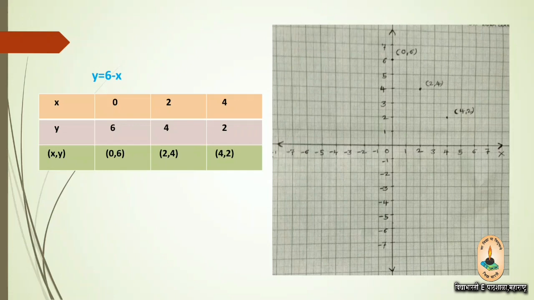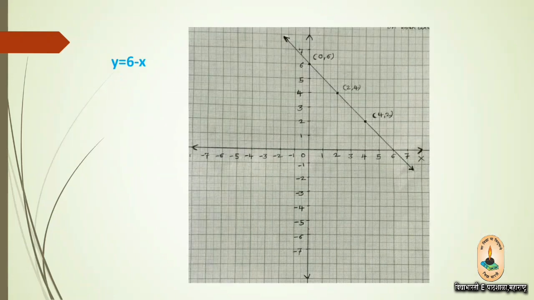The points are 0, 6. This point lies on the y-axis above the origin. Then the points 2, 4 and 4, 2. These 2 points lie in the first quadrant as shown in the figure. Then draw the line passing through these 3 points as shown in the figure.